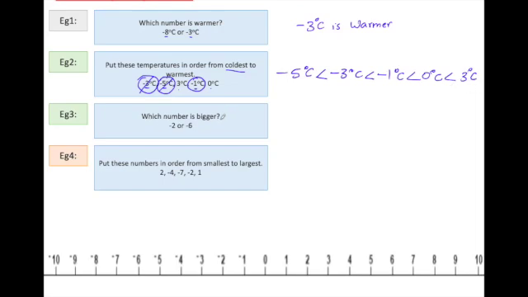Which number is bigger? Once again, to compare between two negative numbers, we forget about the signs and look at the numbers. The smallest number will have greatest value. Here, the small number is 2, so it will have greatest value. So -2 is greater or bigger.